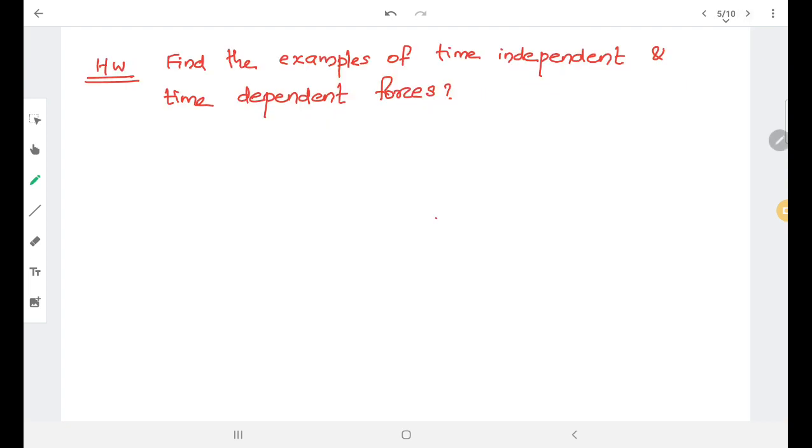Okay, so this is a homework for you. You have to find examples of time dependent and time independent forces. I have already shown an example. So you have to search for different types of forces, time dependent ones and time independent ones. Okay, so keep it ready for tomorrow.